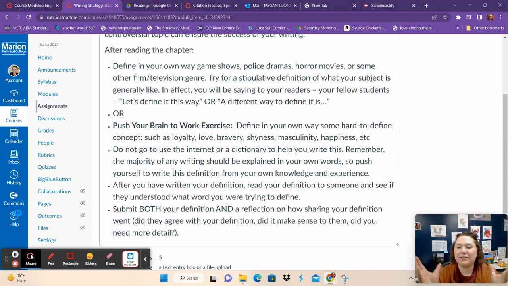You want to be able to encapsulate whatever this genre or term is in about 3 to 4 sentences. Okay. Do not go to Google or a dictionary or dictionary.com or whatever. Don't go there and look at a definition. Because remember, what these writing strategies are is putting the argument in your own words and analyzing, and it's your perspective on it. So you don't want to just copy paste a definition. Put in your own experience, your own knowledge of that topic. What is the definition of that term?